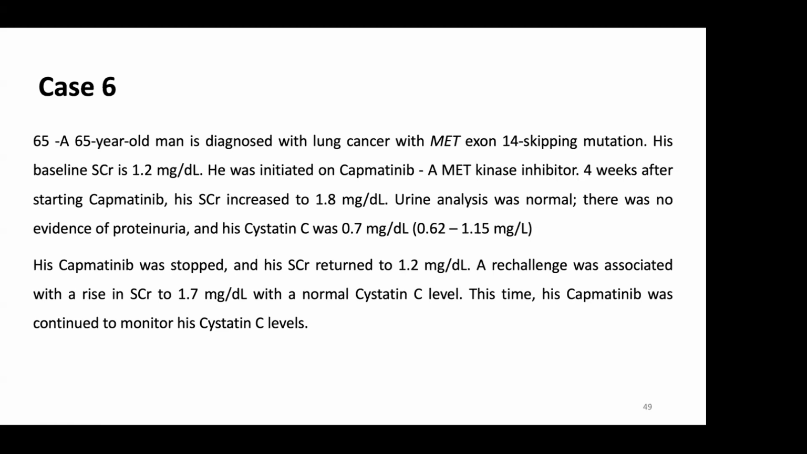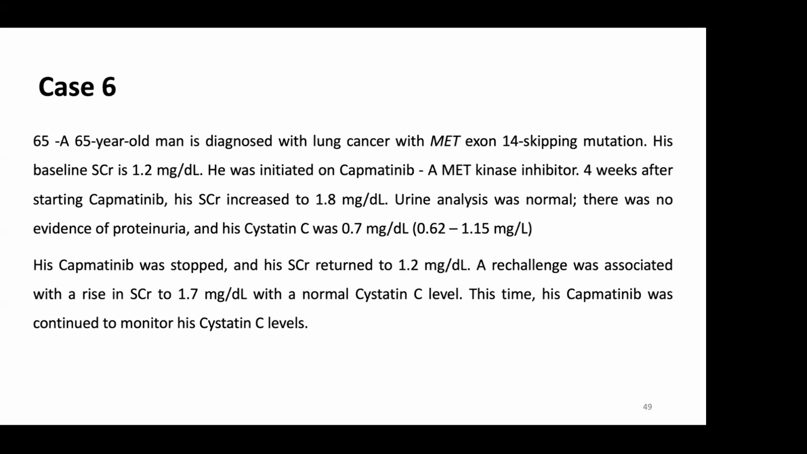So what I want to highlight here is the concept of pseudo-AKI, or what we call the artifactual elevation in the creatinine because of certain types of agents. Now, it's very important as a nephrologist, when the oncologists seek our opinion, to ascertain that this acute kidney injury is a real acute kidney injury and not a pseudo-AKI, because we don't want the patient to be deprived of their essential chemo or targeted therapies.